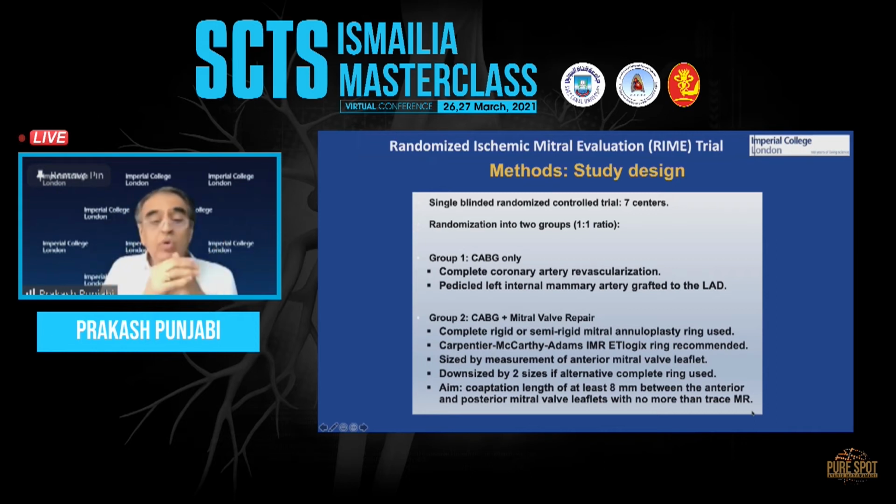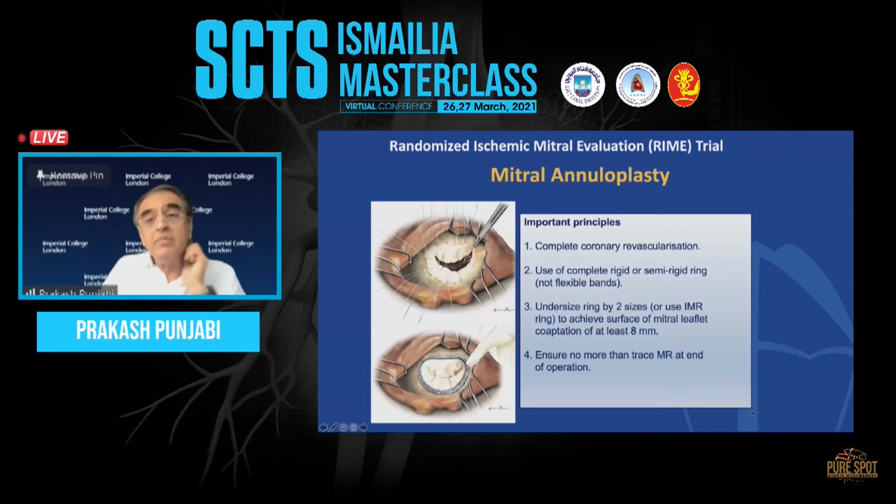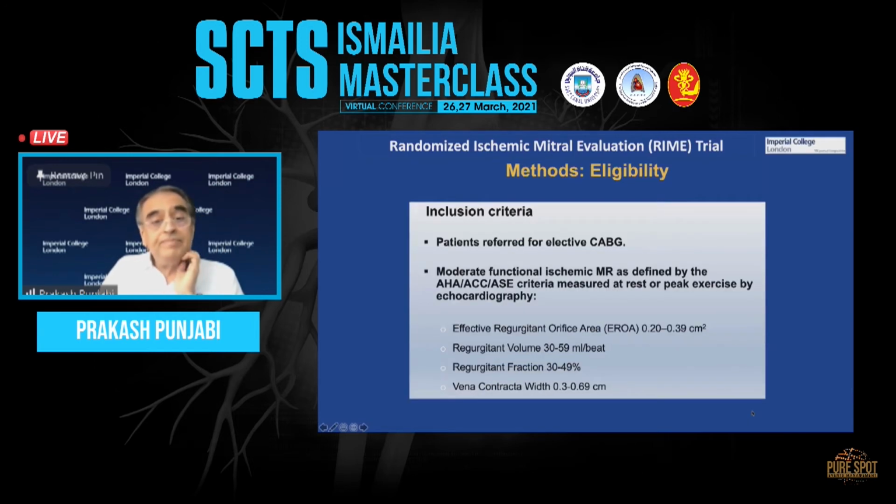And again, I'll go into that as to what is optimal, what we use with the relationship between body surface area and coaptation. I've got to keep a little bit of track of time, so please do tell me if I overrun. The idea is that you do complete coronary revascularization, complete rigid or semi-rigid ring, no flexible band, undersized, and no more than trace MR when you're leaving the operation. So you don't have any confounding factor.